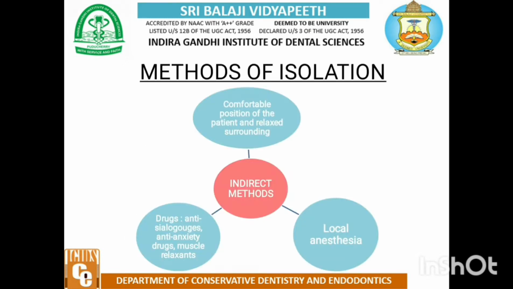Methods of isolation. There are two methods of isolation. One is indirect and the other is the direct method. The indirect method comprises of, number 1, comfortable position of the patient and relaxed surrounding. Number 2, local anesthesia. Number 3, drugs like anti-sialagogues, anti-anxiety drugs, muscle relaxants.